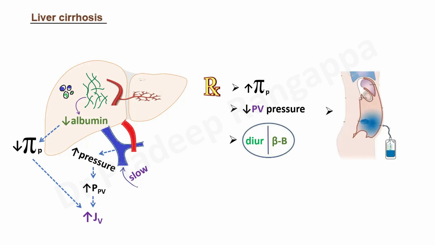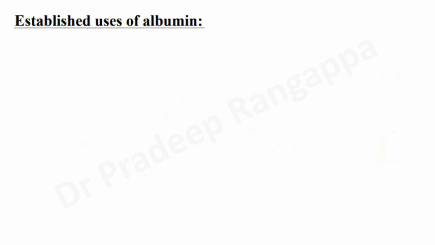These are medical therapies. But one of the other important components which could be utilized to increase the oncotic pressure, to keep the volume within the blood, is albumin. So that's what we are here to deliberate. What is the established rule? When we look at established uses of albumin, there are three main categories where albumin use is established and one could use it with a fair justification.